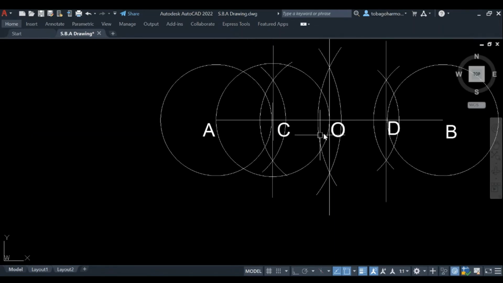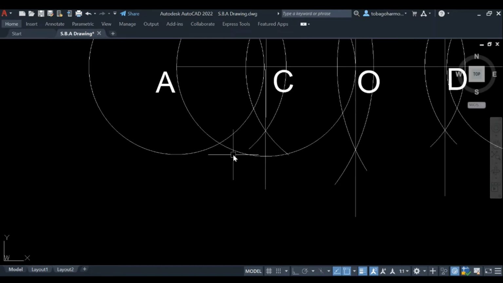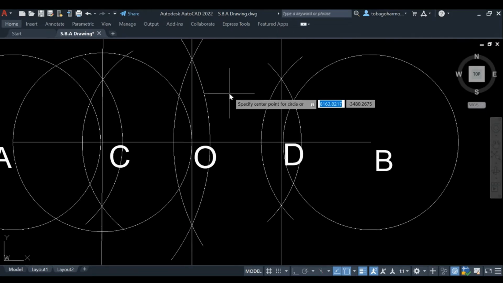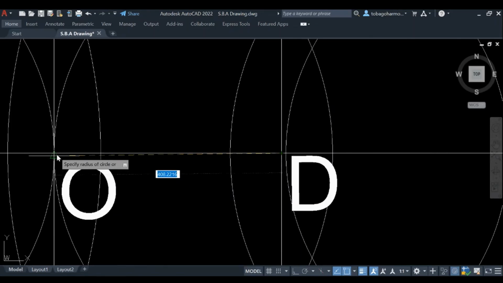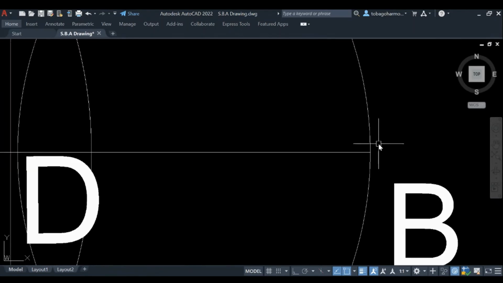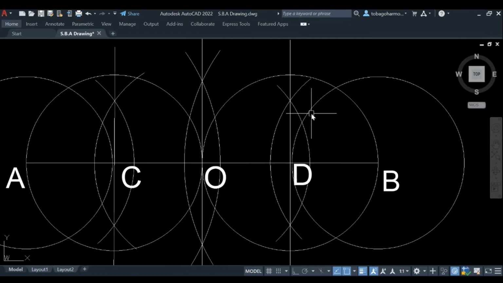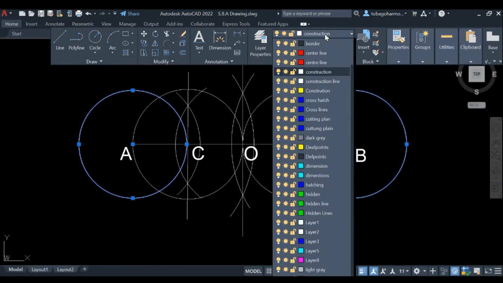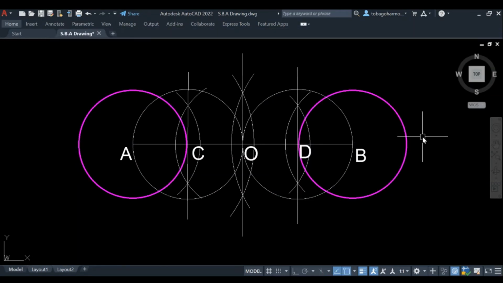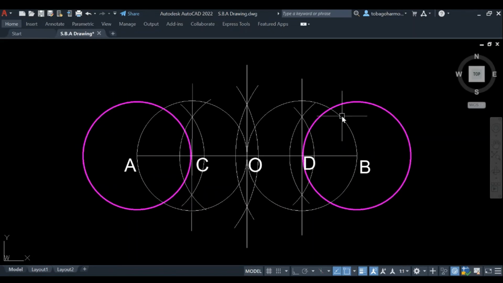Let's just make sure we have it correct. So CO is our first radius, and then we're going to use D as center for our second circle, and again the radius will be OD. The radius could have been AC for the first circle, and DB for the second circle. It doesn't matter.